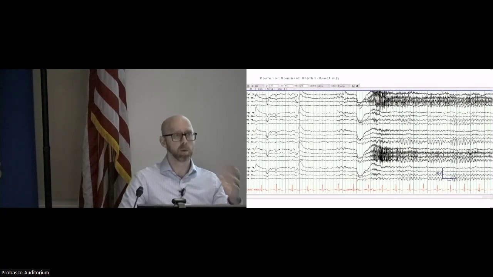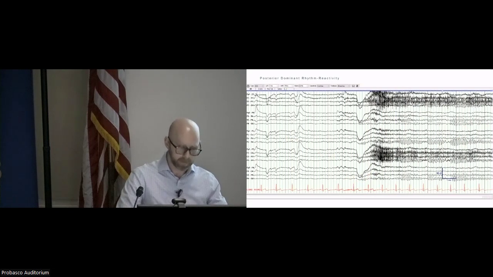Reactivity is a normal finding, and when it's unreactive, you can have these same frequencies and it can be extremely abnormal. If you just saw these alpha frequencies diffusely and they're not reacting, it's a very abnormal coma pattern. So the reactivity is a big part of it.